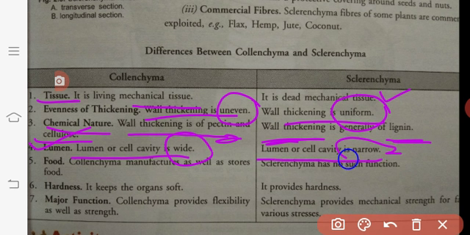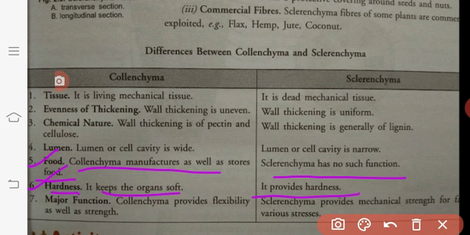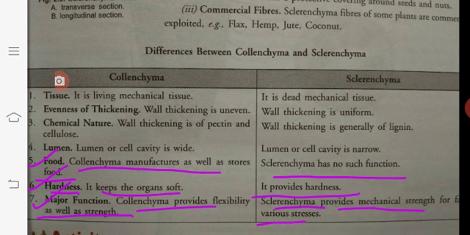Next lumen बेटा, lumen or the cell cavity is wide in collenchyma, and the cell cavity is narrow in case of sclerenchyma. Now next is food, collenchyma manufactures as well as stores food, sclerenchyma has no such functions. Next, hardness, collenchyma keeps the organ soft, and sclerenchyma provides hardness. Now last point is major function, collenchyma provides flexibility as well as strength, sclerenchyma provides mechanical strength against various stresses. So these are the main differences between collenchyma and sclerenchyma.